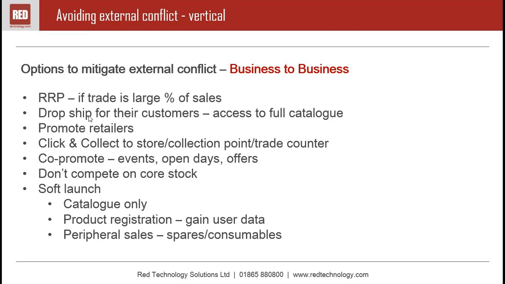Other things that can be done, if there really is still a lot of conflict and a lot of kickback, is to look at smaller steps to get there, so therefore the threat isn't so big. So it's things like catalog only, it's doing things like product registration. So even though I may not be selling online, if you register the products, I can still get information on the end user, which is hugely important to my R&D, to my marketing strategies, that type of thing. And then again, like we say, you've got the peripheral sales.